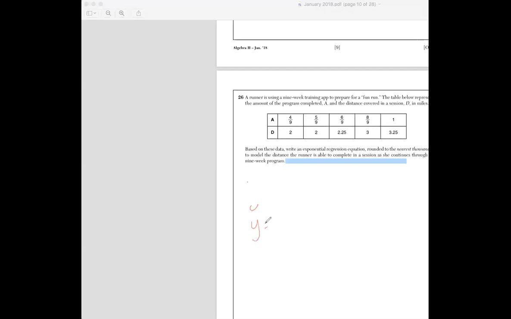You would have to write y equals 1.223 to the nearest thousandth. No, I had it right. 1.223 times 2.652 to the x. That's the answer. They want you to write an equation.